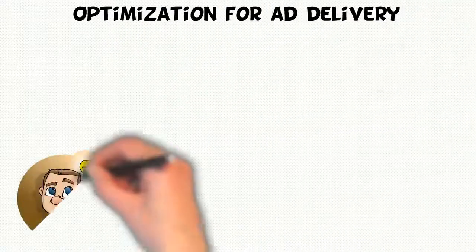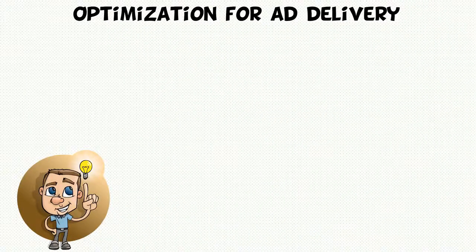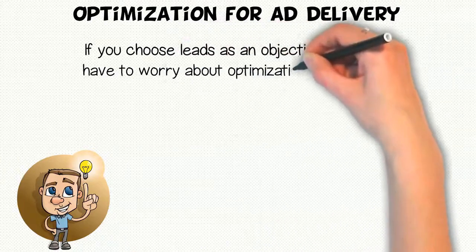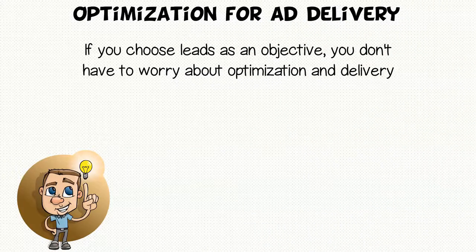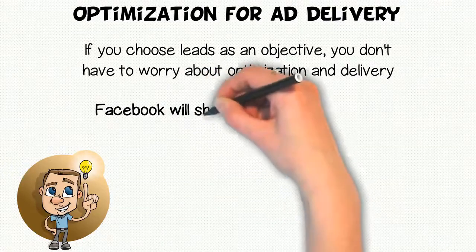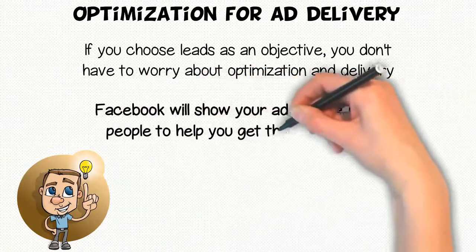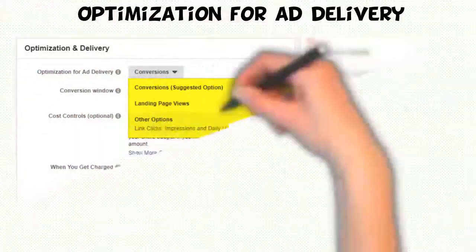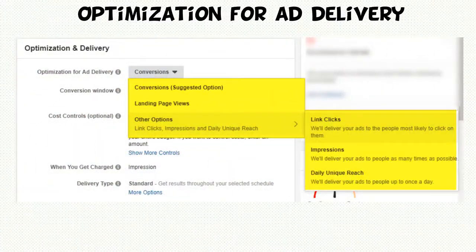Optimization for ad delivery. In this section, you choose the optimization for your ad delivery. If you choose leads as an objective, you don't have to worry about optimization and delivery because Facebook will show your ads to the right people to help you get the most leads. If you choose conversion as a campaign objective, then here you will be choosing between these options: conversions, landing page views, link clicks, impressions, and daily unique reach.